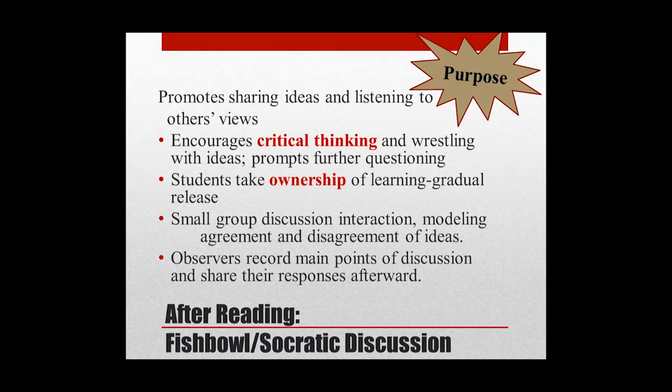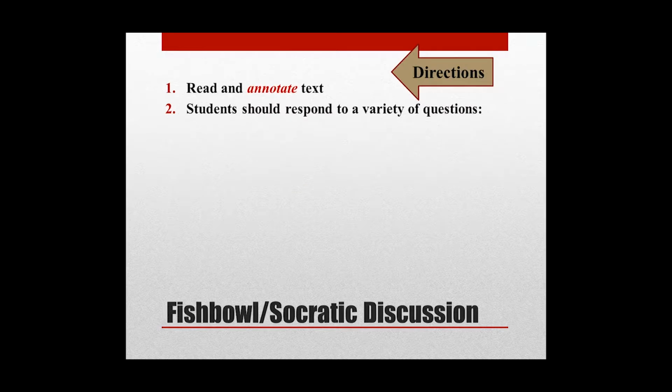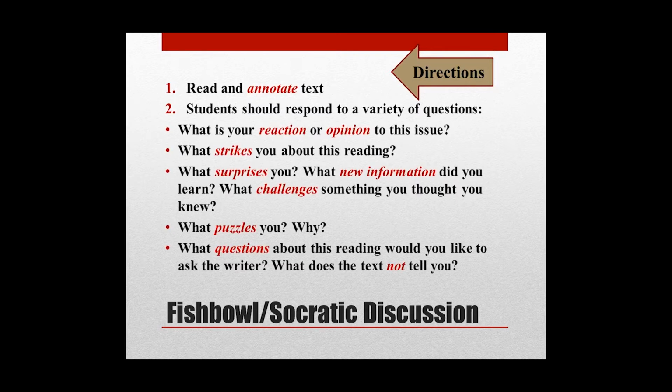They have small group discussion, they model agreement and disagreement of their ideas, and observers record the main points of the discussion and share their responses afterwards. The directions for the fishbowl or Socratic discussion are to read and annotate the text, and then students should respond to a variety of questions. Here are some examples that you could use.